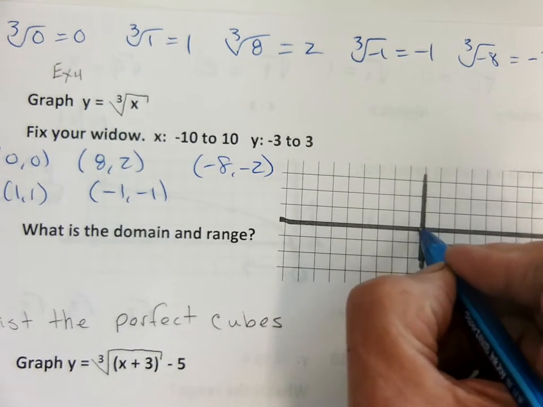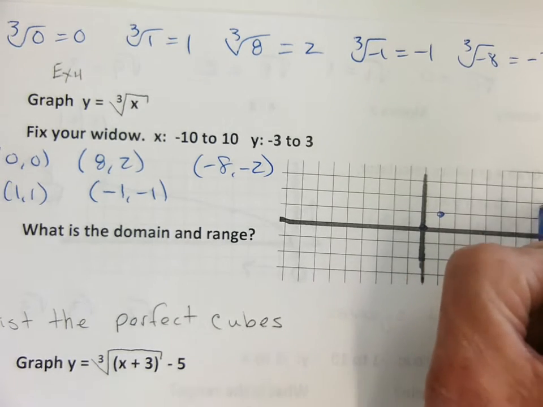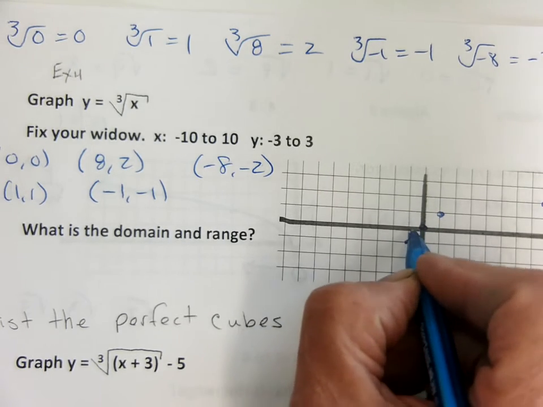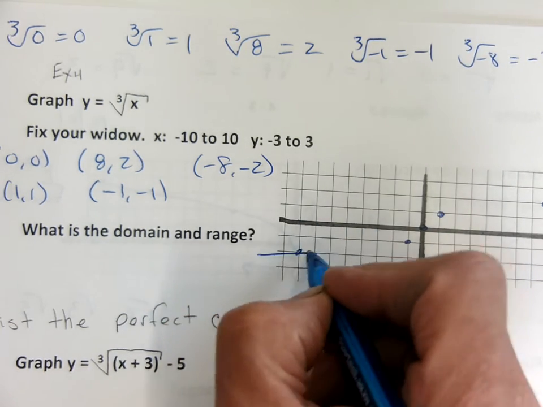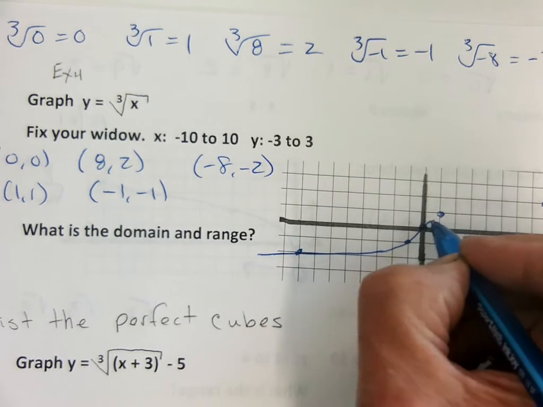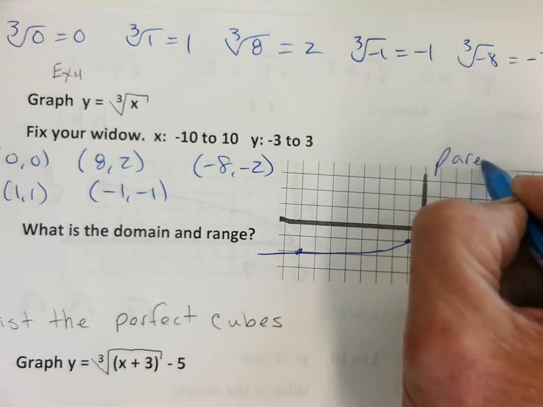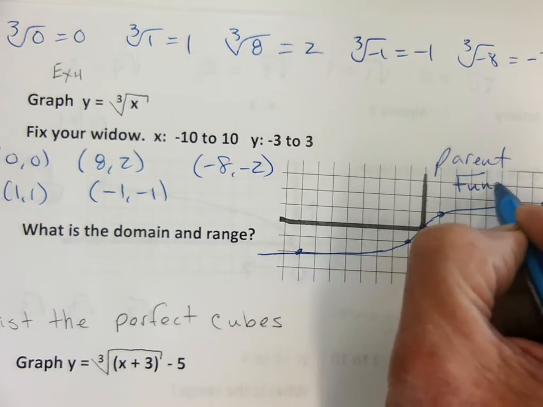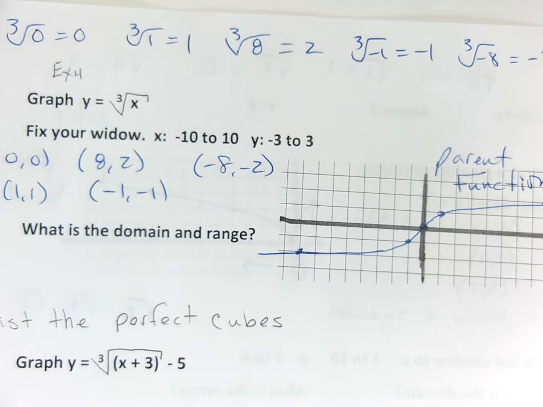So our parent function will look like this. 1, 2, 3, 4, 5, 6, 7, 8, 2, -1, -1, 1, 2, 3, 4, 5, 6, 7, 8. It bends like that, and there's our parent function. And then we're going to move it. Not too hard today. You guys agree? We're just going to move it.